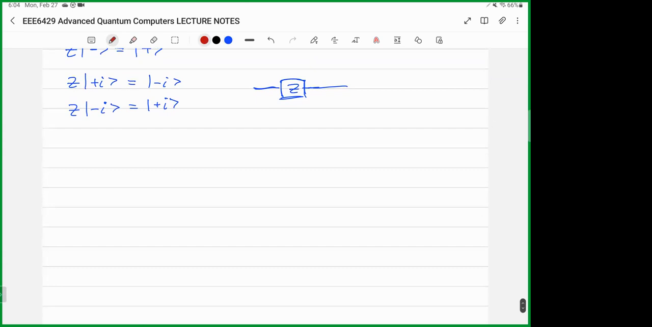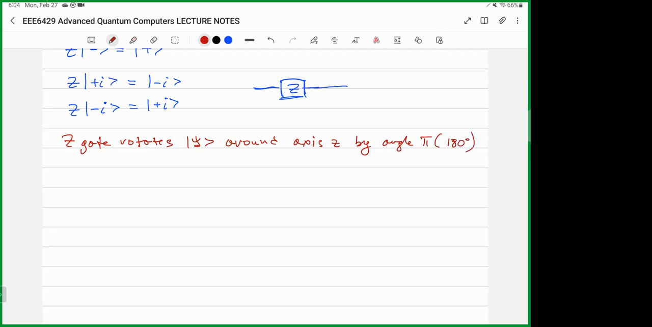as we just figured out, the Z gate rotates the state vector around the axis Z by angle pi.